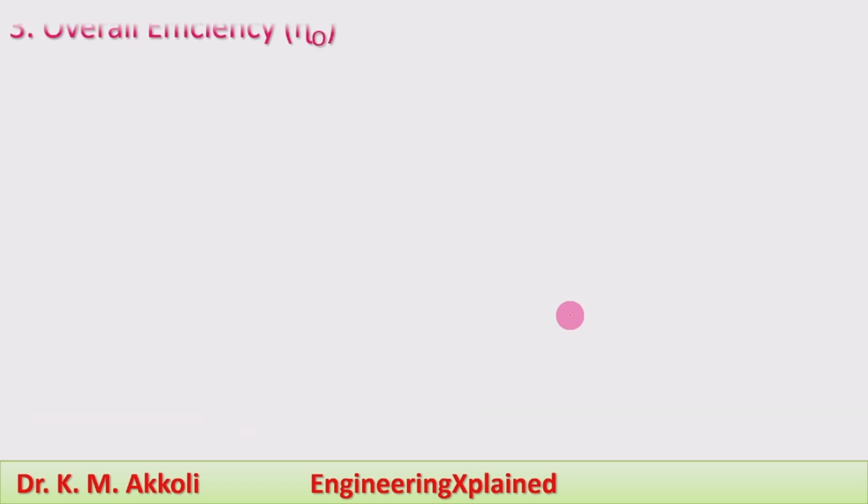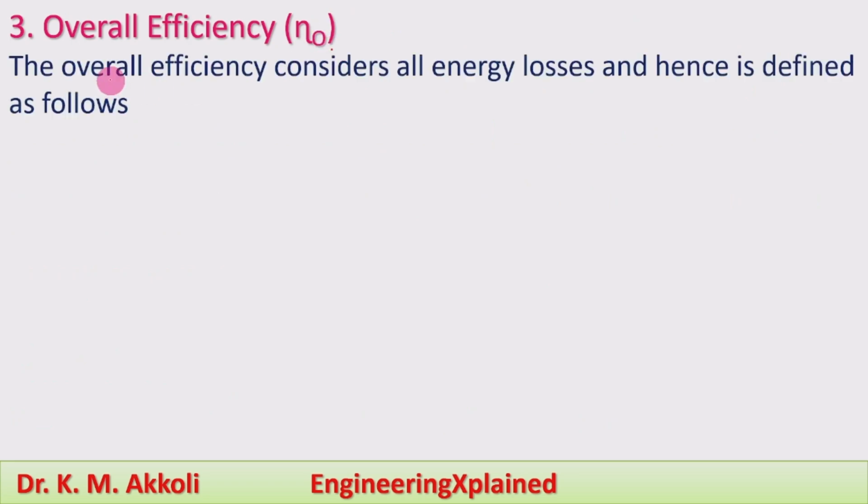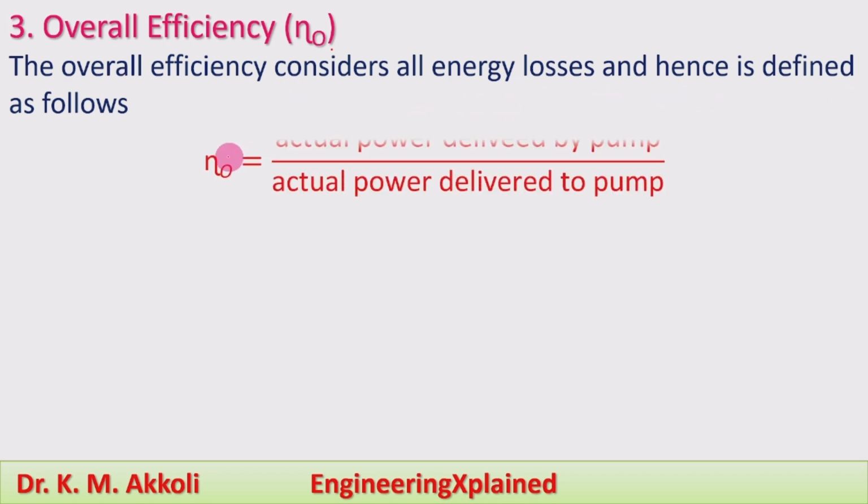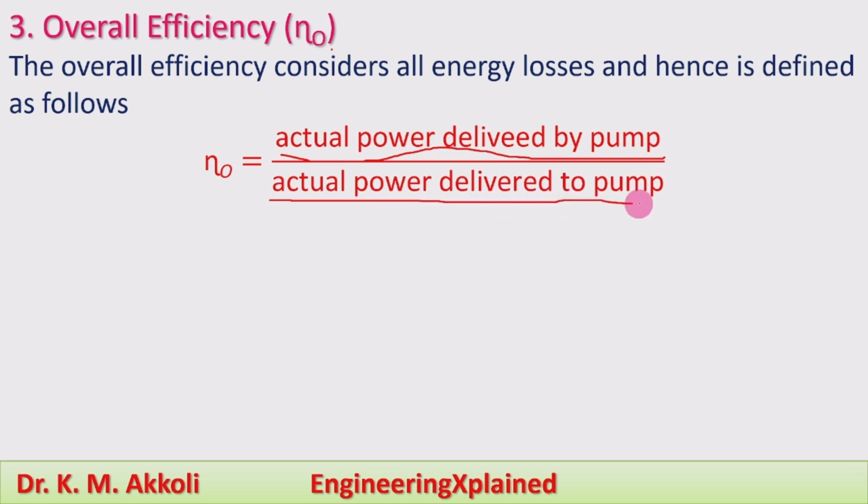Then, third, the overall efficiency, eta naught. The overall efficiency considers all energy losses and hence is defined as follows. Here we determine the overall efficiency by considering all losses; it may be leakage loss, turbulence loss, or friction loss. By considering all the losses, what actual power we get as output is the actual power delivered by the pump to the actual power delivered to the pump.